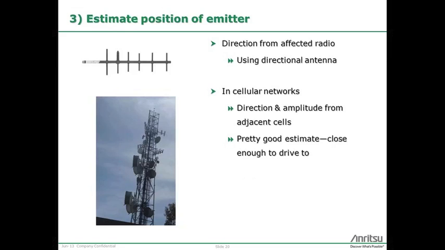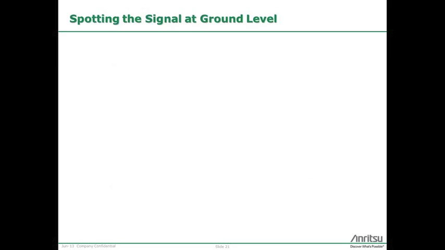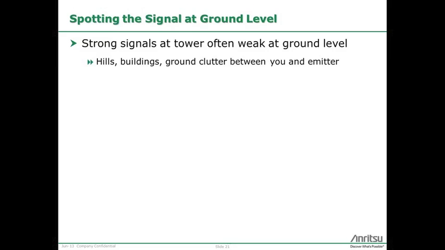Okay, now on to step 3. We've seen the spectrum at a known location. We want to do an estimate of where the emitter is located. So we use a directional antenna. It could be, like in a cellular network, a particular sector. And we can even get amplitude from adjacent cells, either in the same physical location or in another location. And we can use those to get a pretty good estimate. If we just have a bearing, we know what way to go. If we have multiple pieces of information, we even have a distance estimate. Some hints about spotting the signal at ground level.